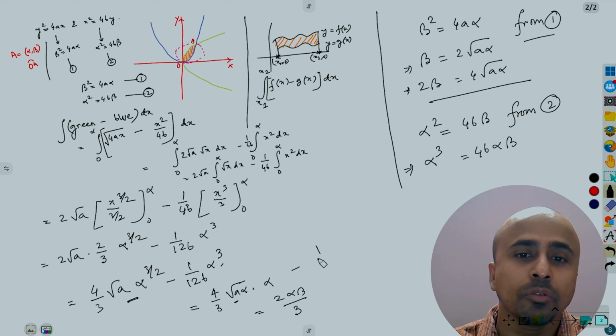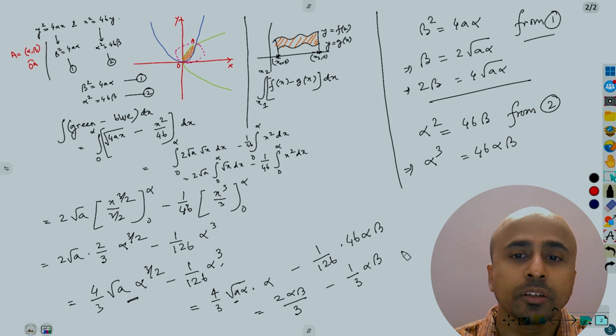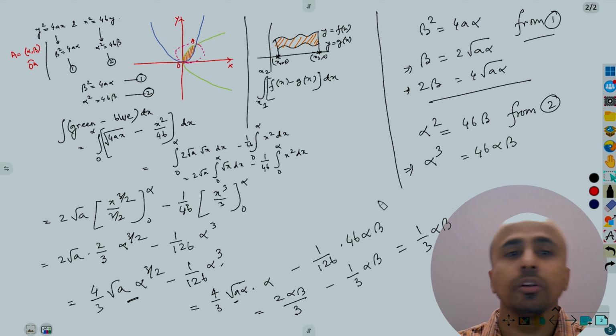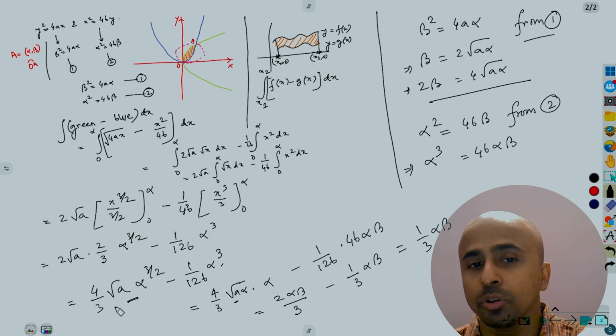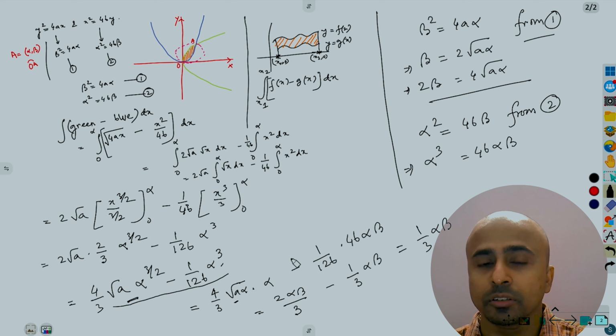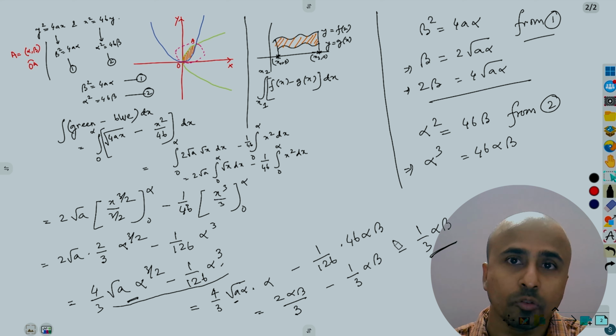So 1 by 12b times 4b alpha beta. The 4 will get cancelled out, the b will get cancelled out. We have 1 by 3 alpha beta. Simplifying, this is basically 1/3 alpha beta. Now the whole expression boils down to this short expression, 1 by 3 alpha beta.